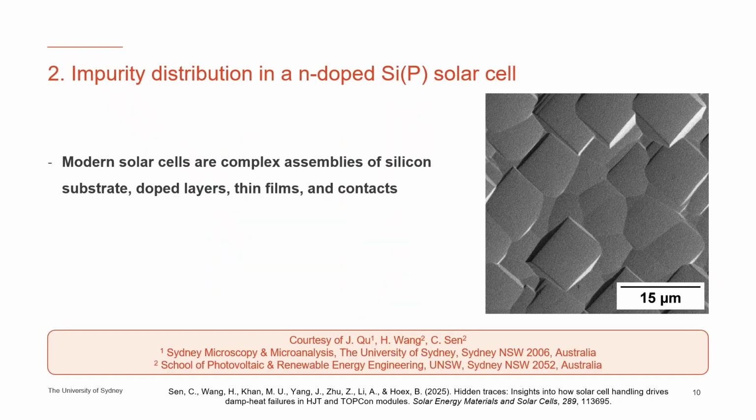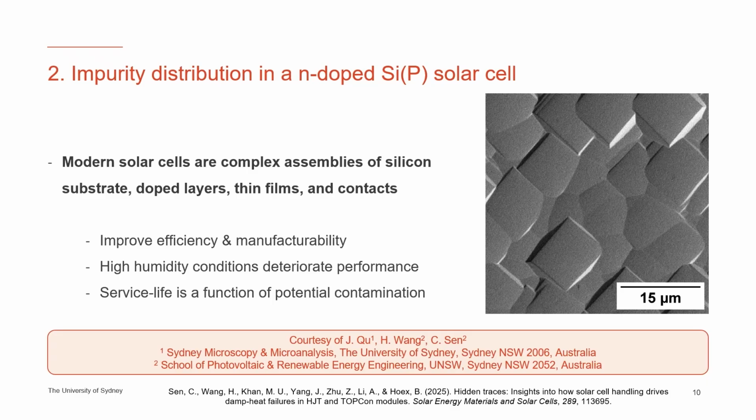My second case study is on the impurity distribution of a solar cell that has been negatively doped using phosphorus. These modern solar cells are often complex assemblies of a silicon substrate, different doped layers, thin films, and various types of contacts. All this is necessary to improve the efficiency while ensuring manufacturability. However, high humidity conditions can often deteriorate the performance over time, so that the service life is often a function of potential contaminants which can react with the environment.